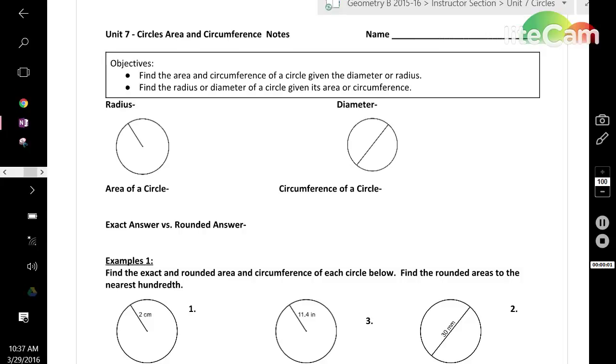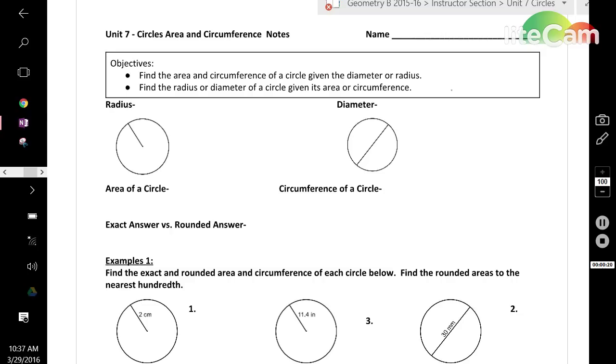In this video, the objectives are to find the area and circumference of a circle given the diameter or the radius. And secondly, find the radius or diameter of a circle given its area or circumference. So those two statements are essentially converses of each other. Either you're going from area and circumference to radius or diameter, or vice versa.